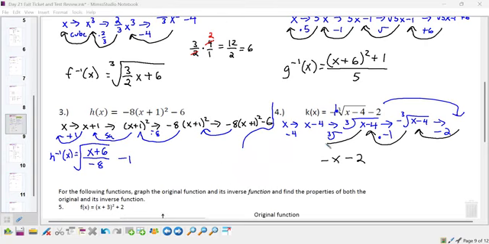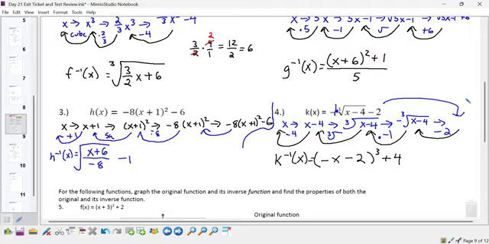Okay, now we are going to cube this expression and, not divide it, that's a lie, add 4. And we get k inverse.